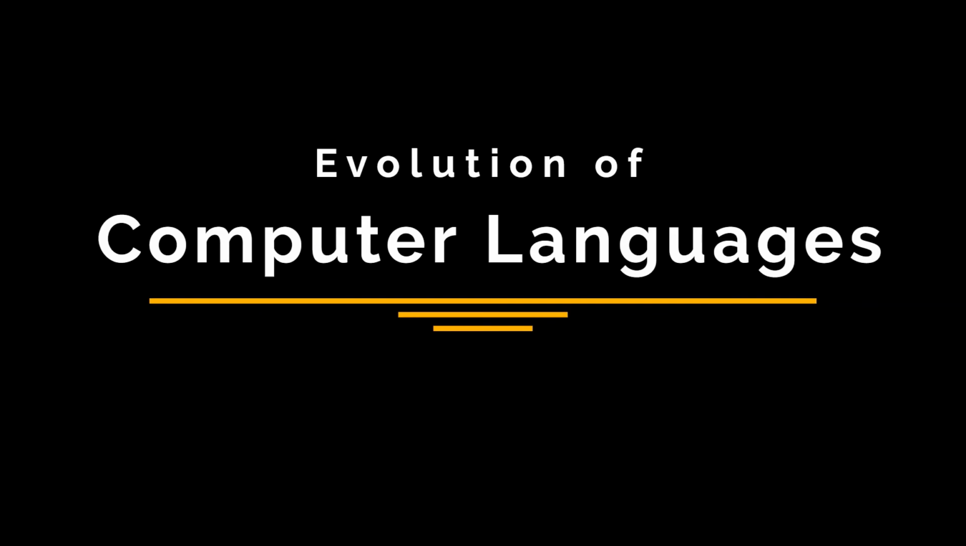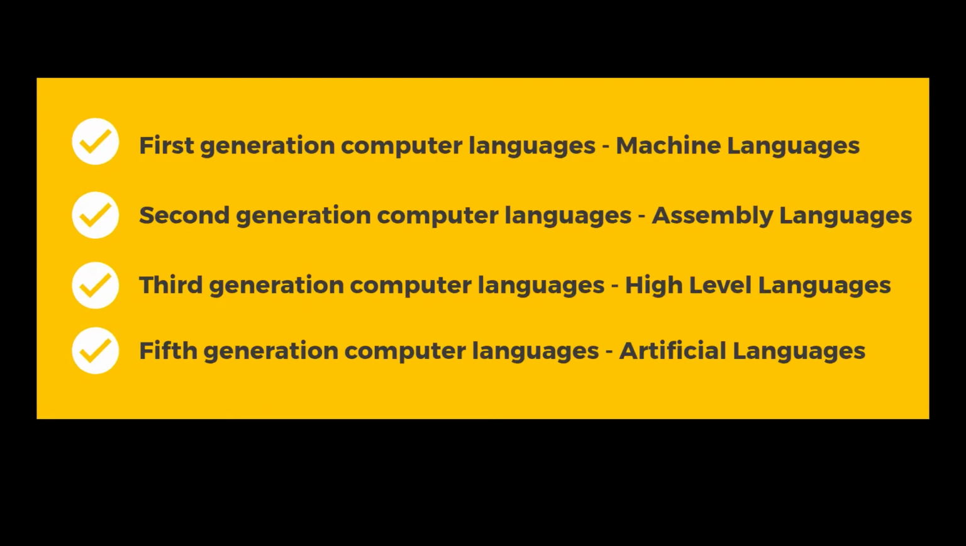Next part of today's lesson is the evolution of computer languages. The evolution of computer languages includes first generation computer languages called machine languages, second generation computer languages called assembly languages, third generation computer languages called high-level languages, and fifth generation computer languages called artificial languages.